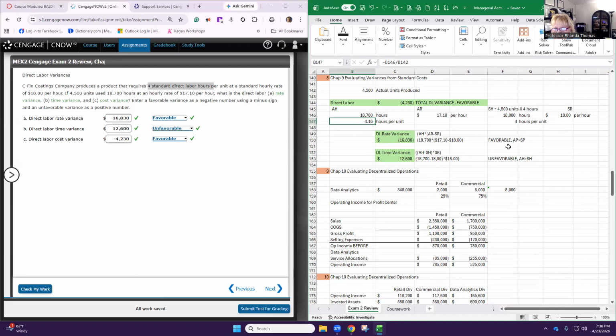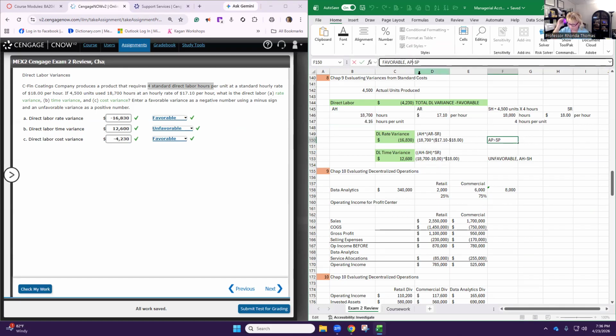Okay, because actual rate, not price. Price is for direct materials. So I want to make sure I have this in here correctly. Actual rate is lower than standard rate. Yep, actual rate is lower. So this is favorable. But we spent more time than we should, so this is unfavorable. Our hours were larger than they should have been.